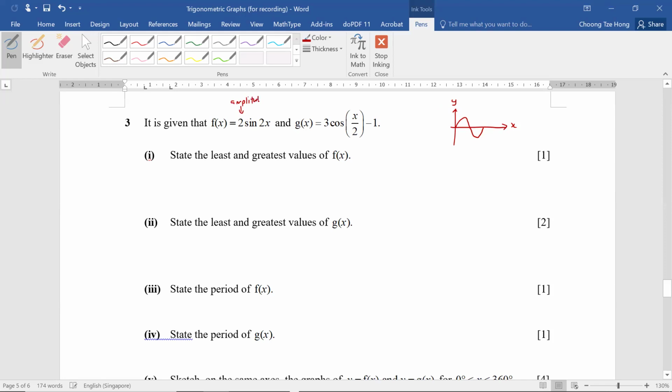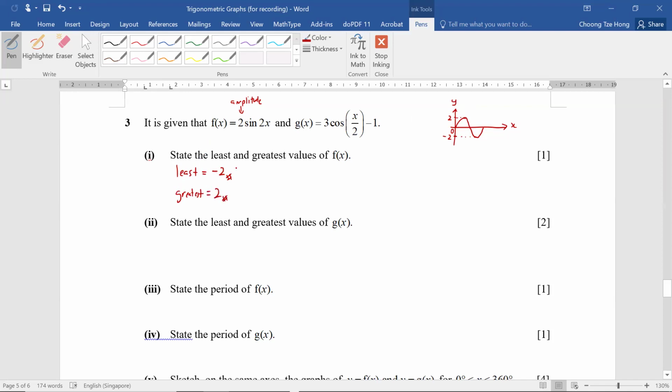The next thing to look at would be this number in front of the trigo function, which is the amplitude. So if the center point is at the x-axis and the amplitude is 2, it means that to get the least value, you will take 0, the y value on the x-axis, minus 2. So the least value will be negative 2. Then to get the greatest value, you take the y value on the x-axis, which is 0, and add 2 to get the greatest value. So from here we can write least will be negative 2 and greatest would be 2.